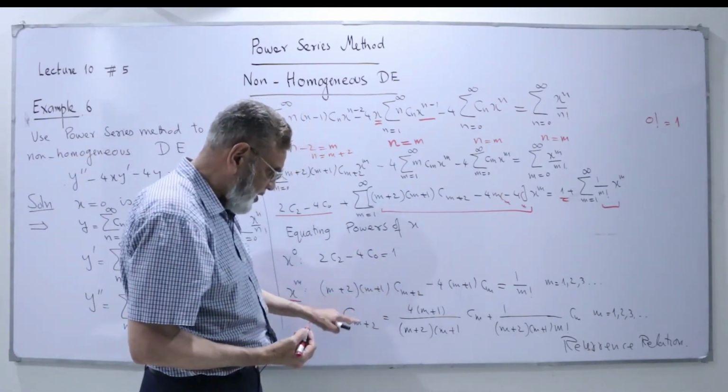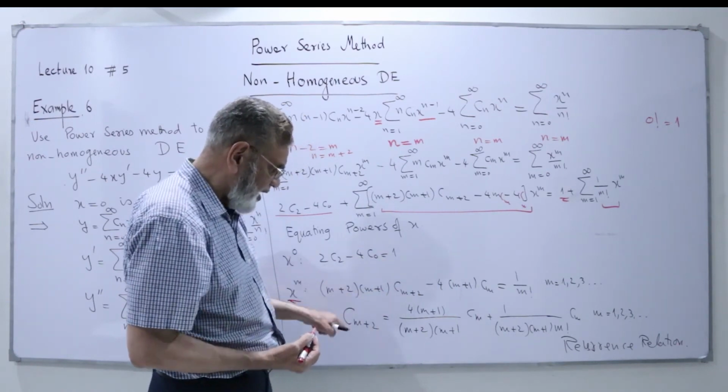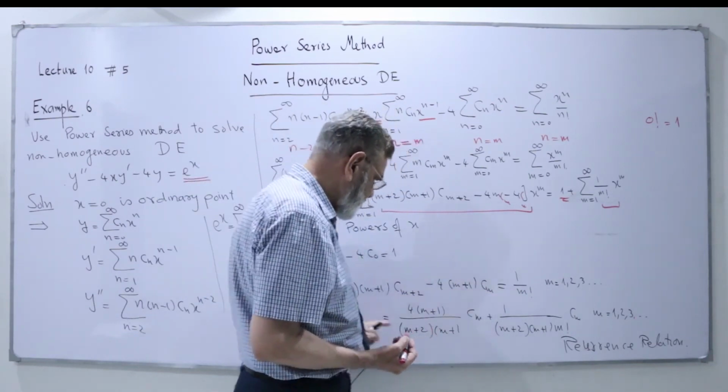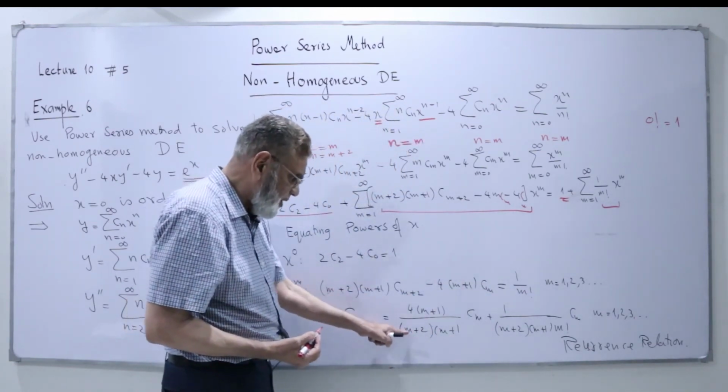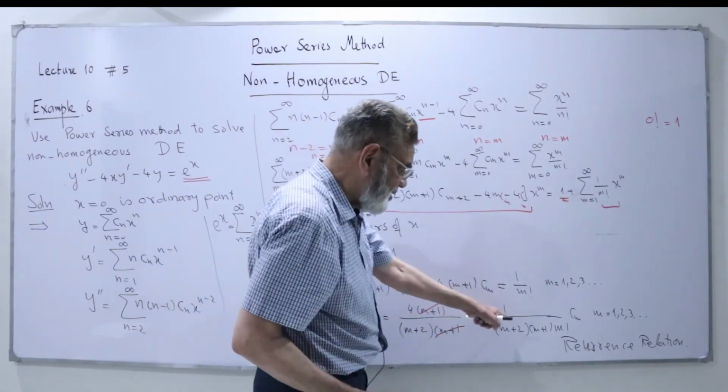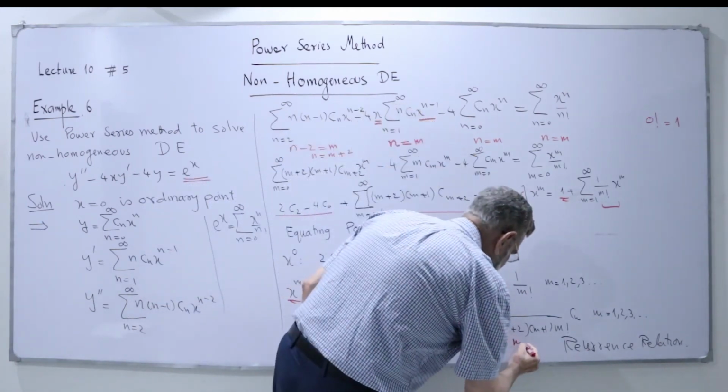We have c m plus 2 here, and the coefficient is m plus 2, m plus 1. We take this one to the right hand side, it will become plus, and it's already plus. So we divide by m plus 2, m plus 1. This m plus 1 will be cancelled with m plus 1, and here we will get m plus 2.